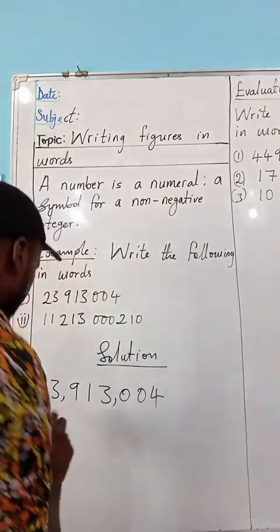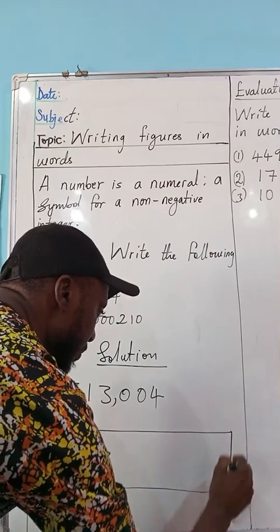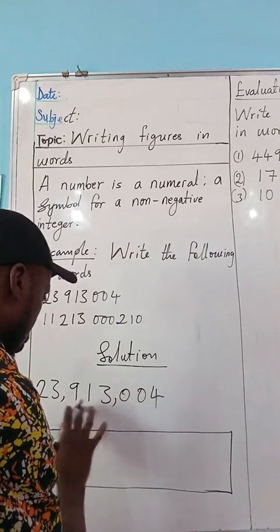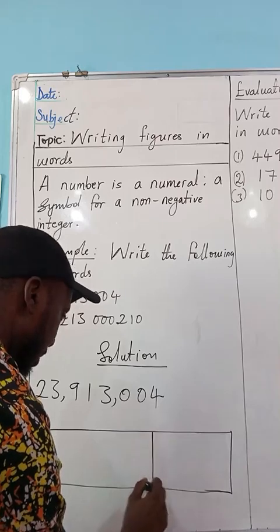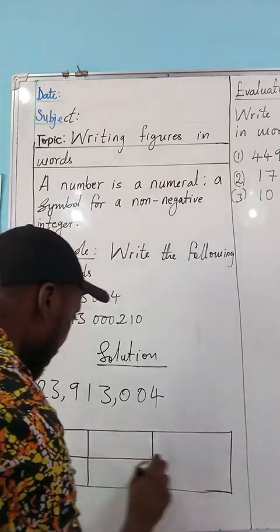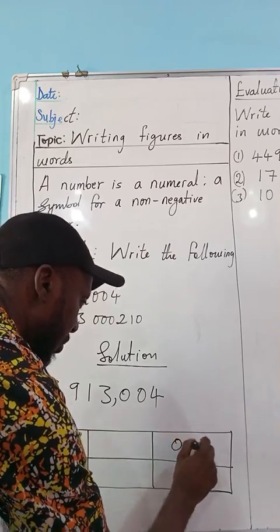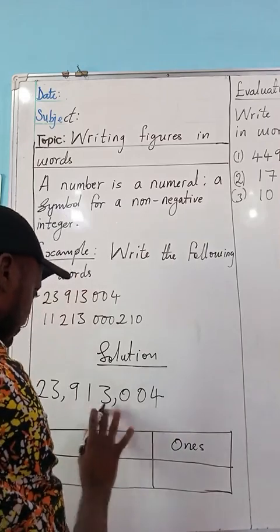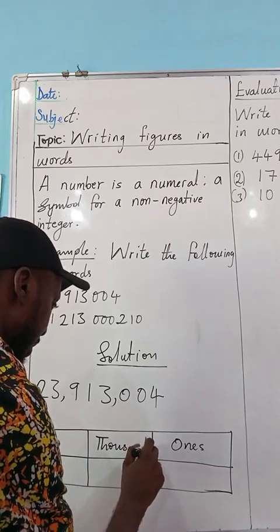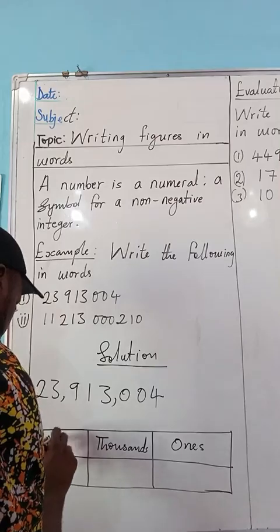Now, you draw a house, make a box. I call it house. So we have, you split it, we have 1, 2, 3, group of 3s. Now the first group of 3, we call it ones. The second group of 3, we call it thousands. And the third group, we call it million.